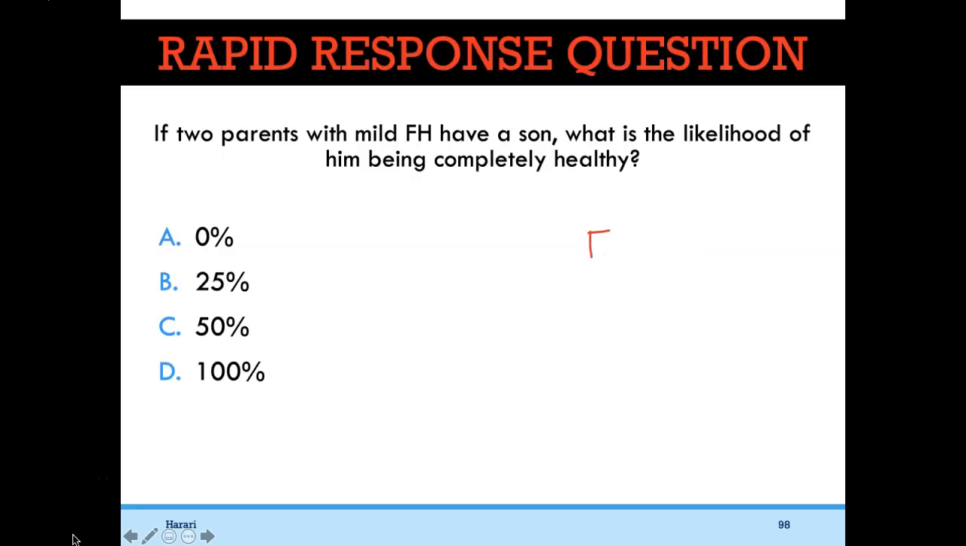So if the two parents are heterozygotes, that means that they're carriers. So we'll say we'll have a big F, little f, big F, little f. The only way to be completely healthy is if you have big F, big F. Right? If you have big F, little f, that means you still have mild FH. If you have little f, that means you have severe FH. So unfortunately, only 25% chance of that son being healthy.